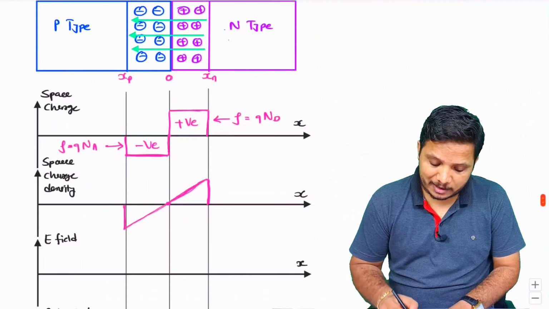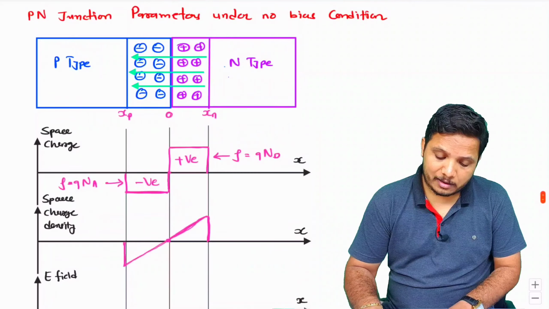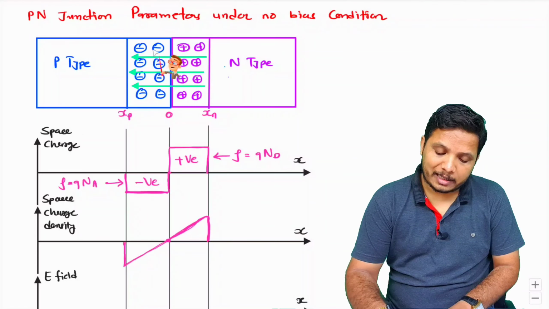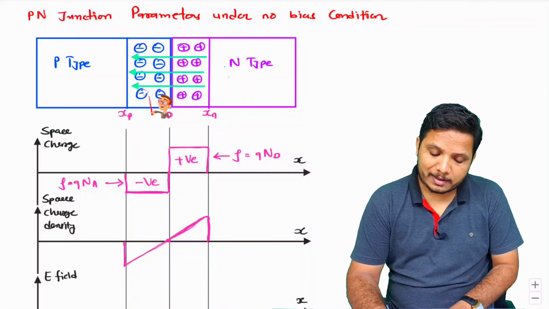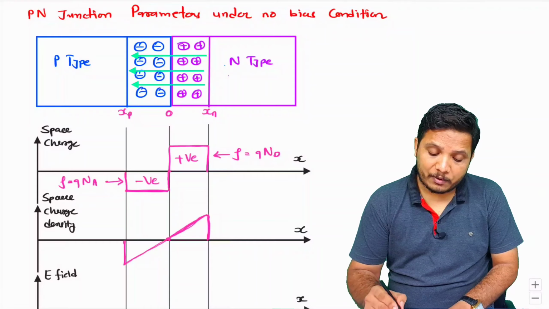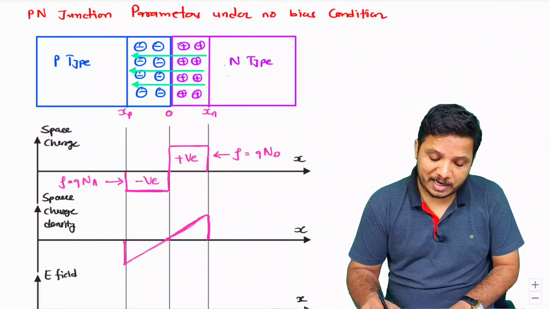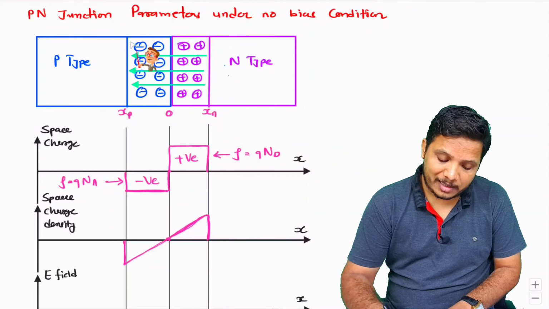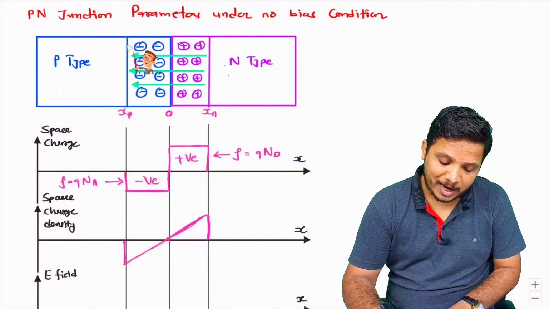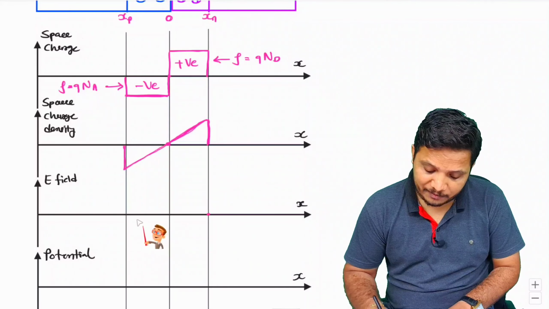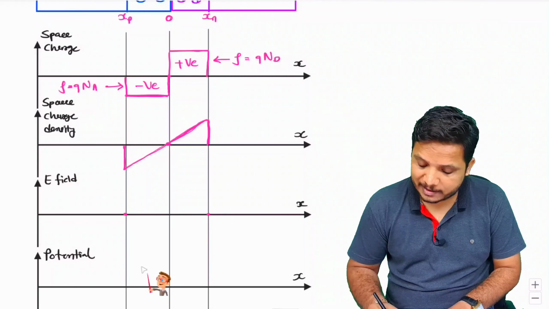Now let us try to understand the third parameter, that is electric field. Electric field emerges from positive ions and terminates on negative ions. So the electric field will be like this. But if you try to understand the shape, here there is no space charge, so at this end the electric field will be 0, and here as well there is no space charge, so at this end the electric field will be 0. So you will observe that at this end the electric field is 0, and at this end the electric field is 0.